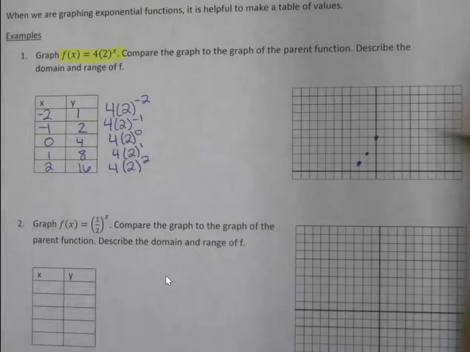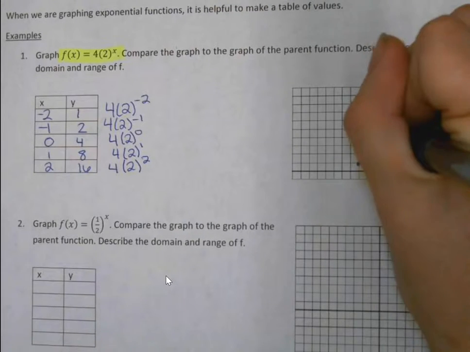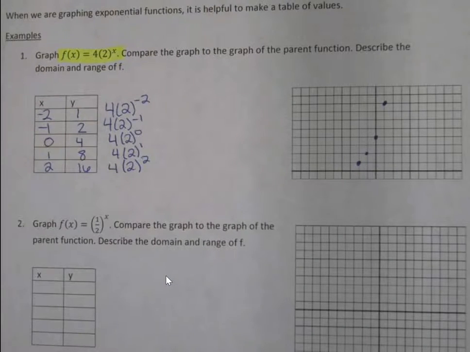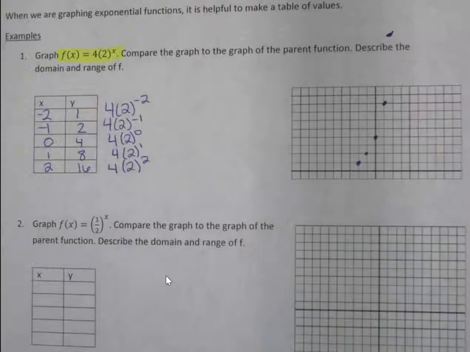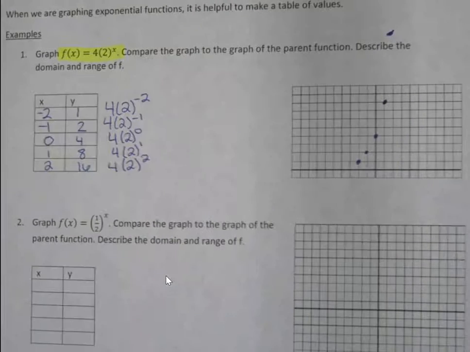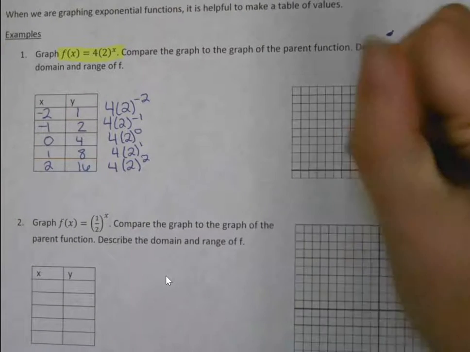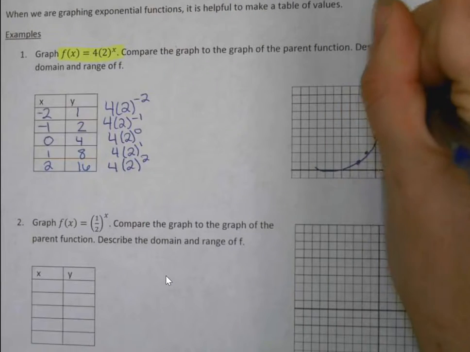Why can I not count to 4? Then I have 1 and 8. And then there's another one way off the graph, over here. Okay, so I'm going to connect my dots, and it's going to look like this.